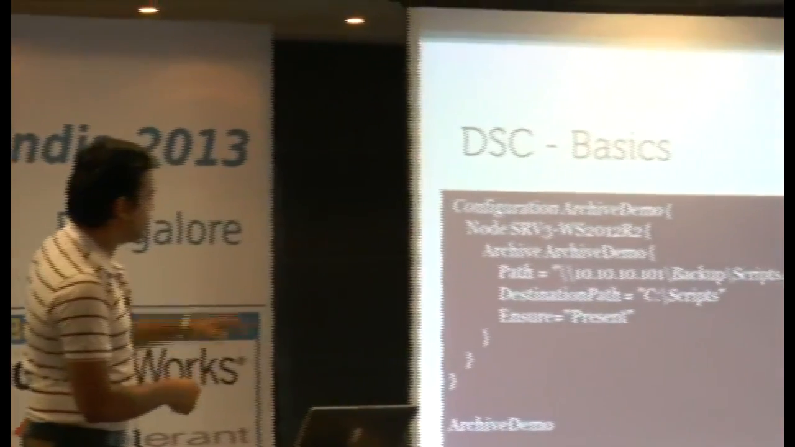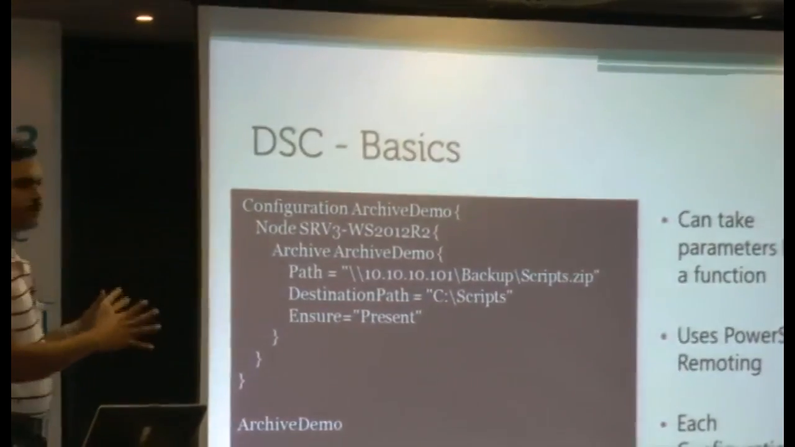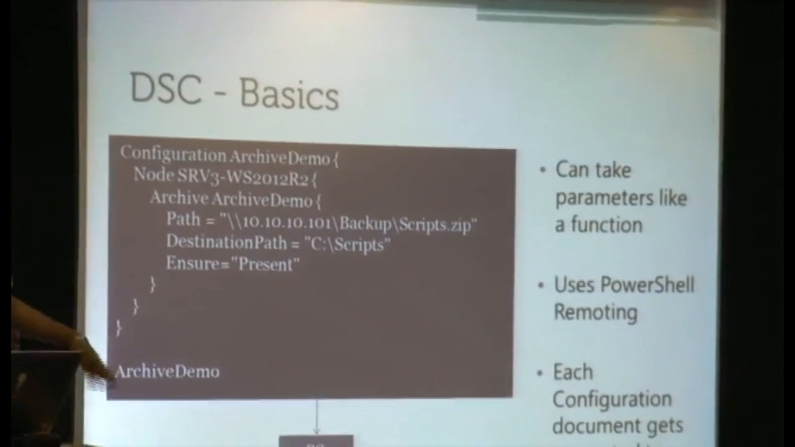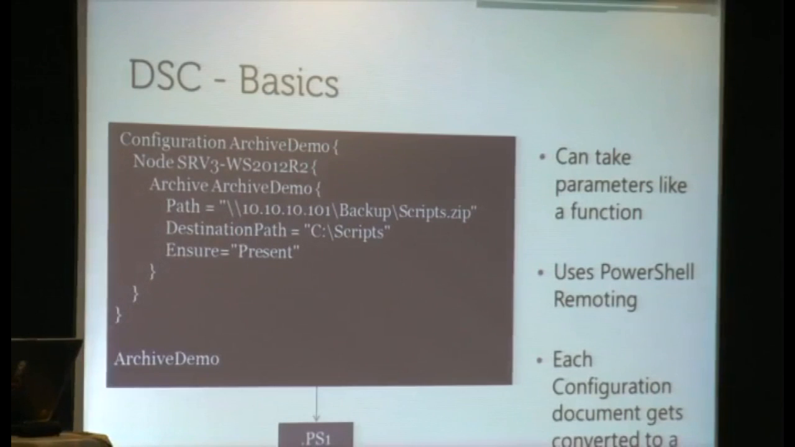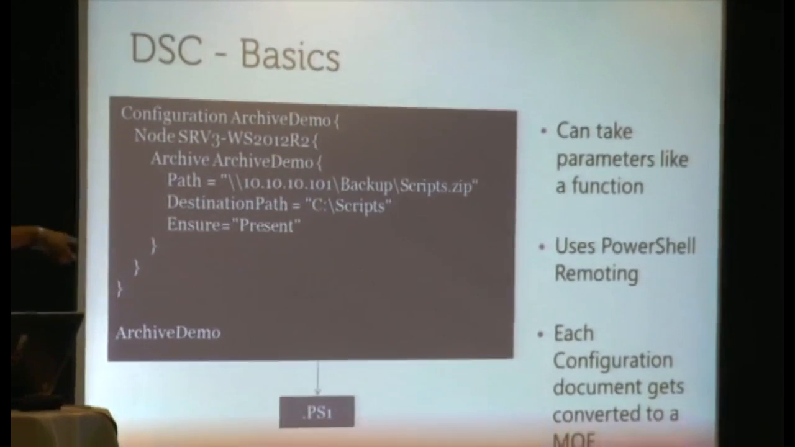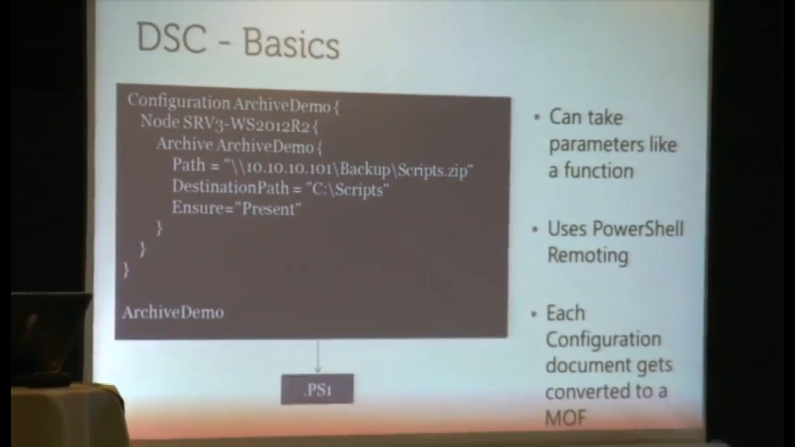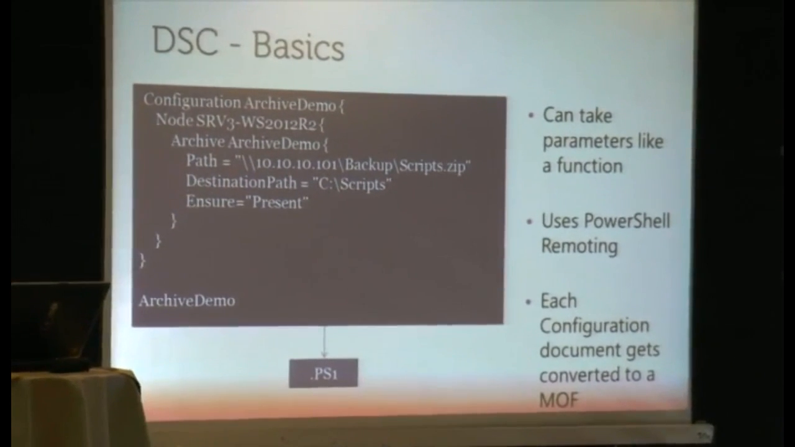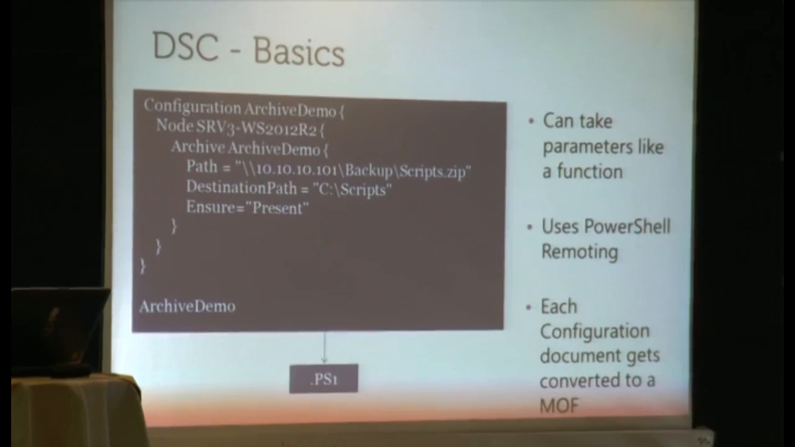So that's pretty much it. Basically, you create a configuration document, you run that configuration document, and there's a commandlet called Start-DscConfiguration. You point that commandlet to the MOF file that you just created, and it goes and applies the configuration over the wire. It's called push configuration. We'll look at different delivery mechanisms also in a bit.